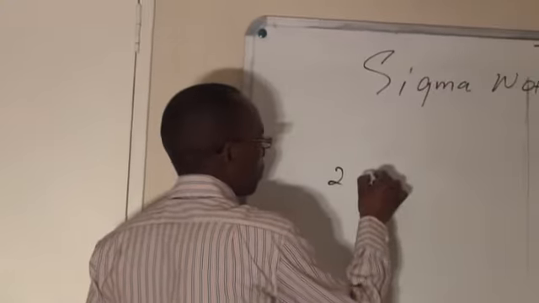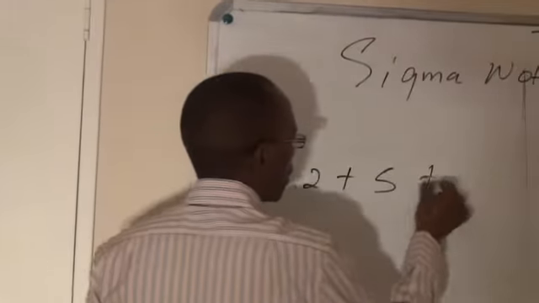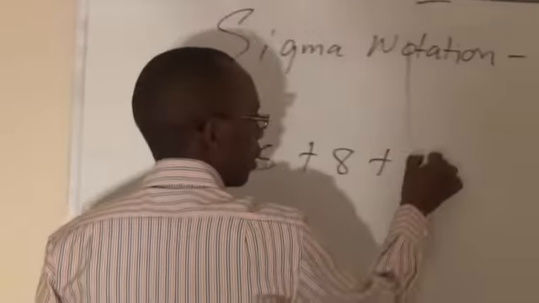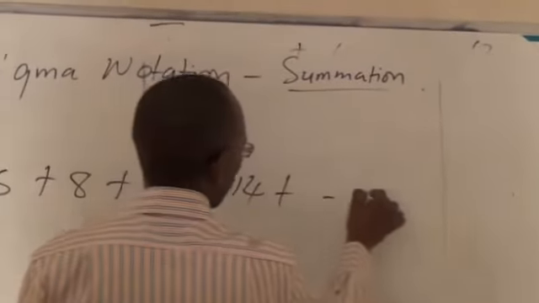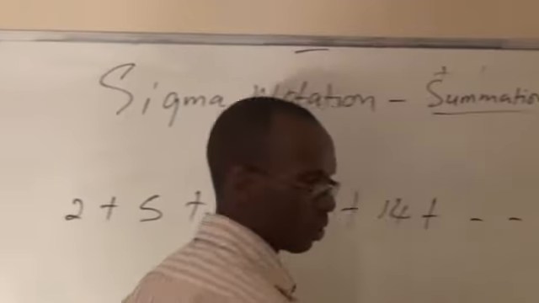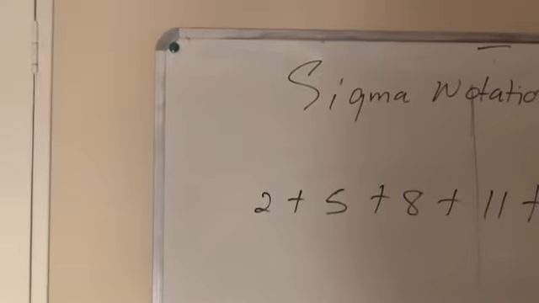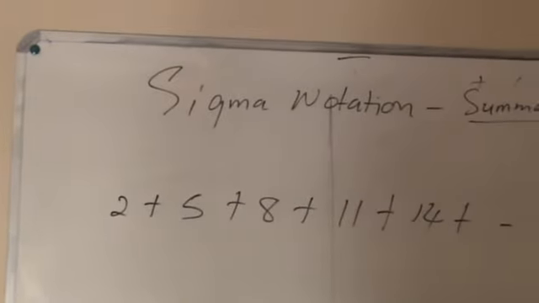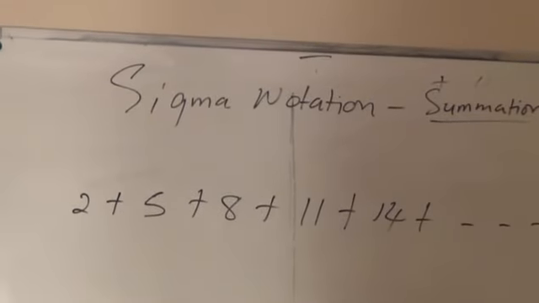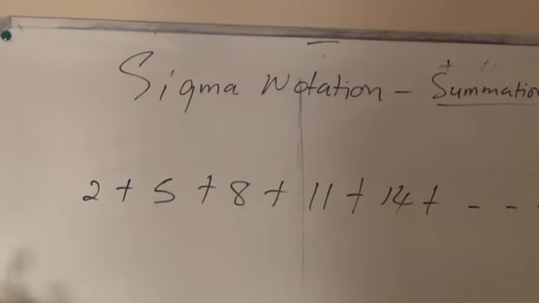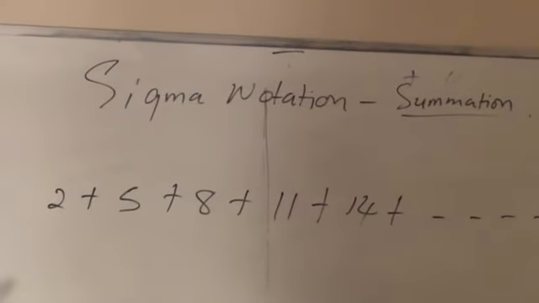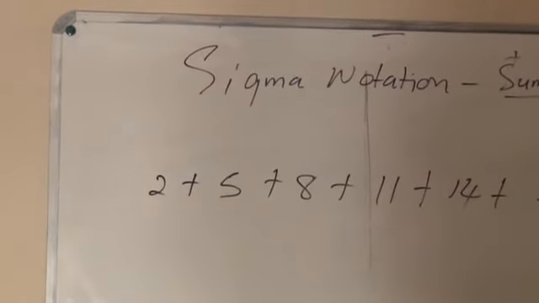2 plus 5 plus 8 plus 11 plus 14 plus. Right? Obviously, at the stage that we are at now, we have to ask ourselves simple questions. What kind of a series is that? Is it arithmetic or geometric?